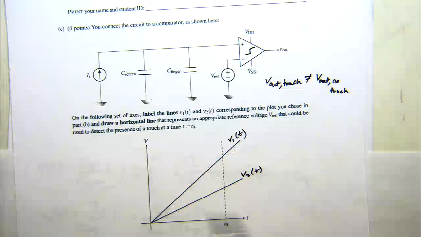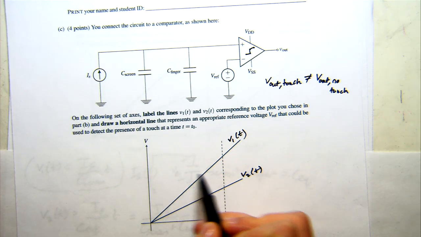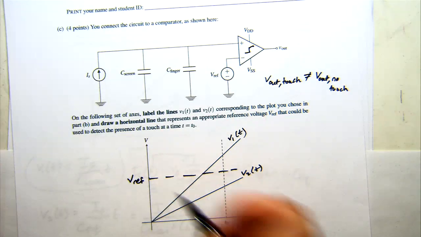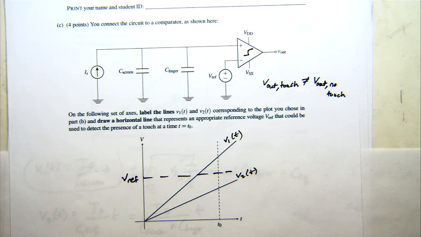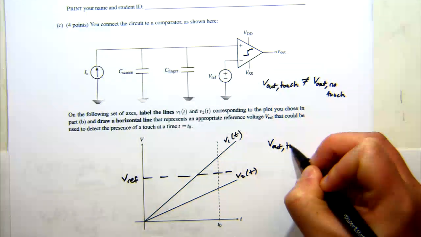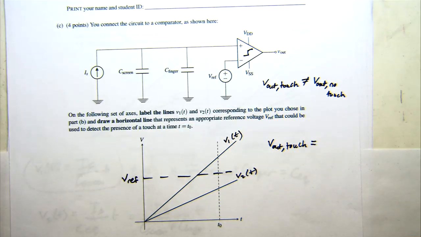So where do you think on this graph we'll put a horizontal line that will be our Vref? Yeah, between the two lines. So we want to go somewhere here between the two lines. So what will be Vout touch? Will that be VDD or VSS?